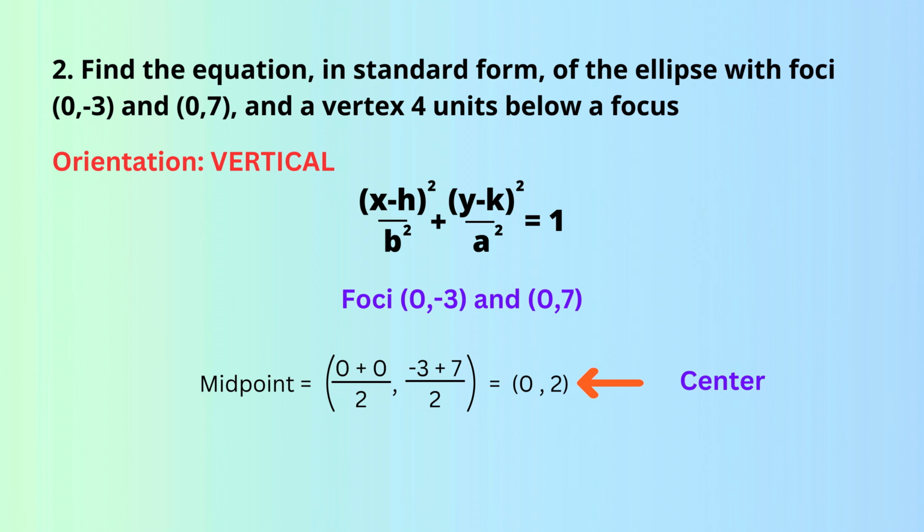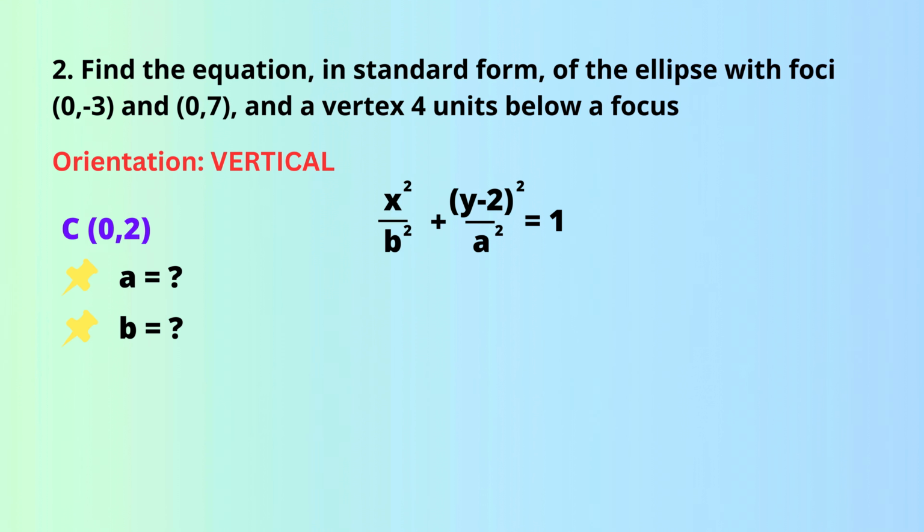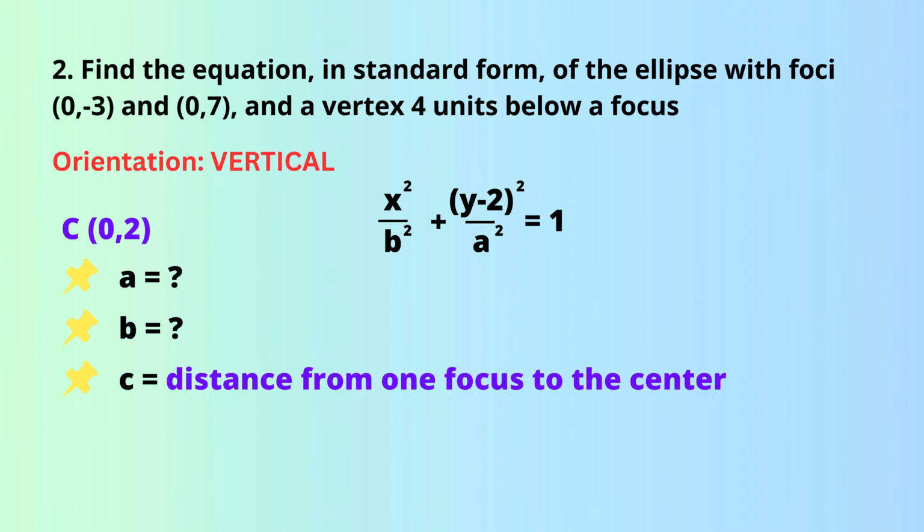We can now substitute it to h and k in our equation, so that we have x minus 0 squared, or simply x, and y minus 2 squared. After finding the center, we now have to find the values for a and b. Because we were given the foci, we can have the value for c, or the distance from one focus to the center.